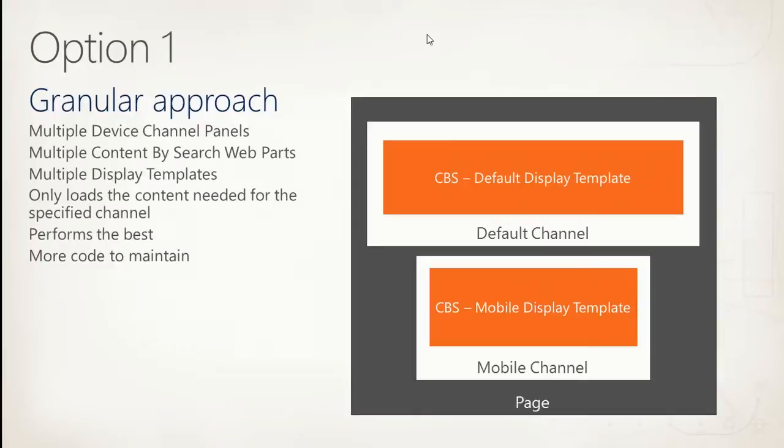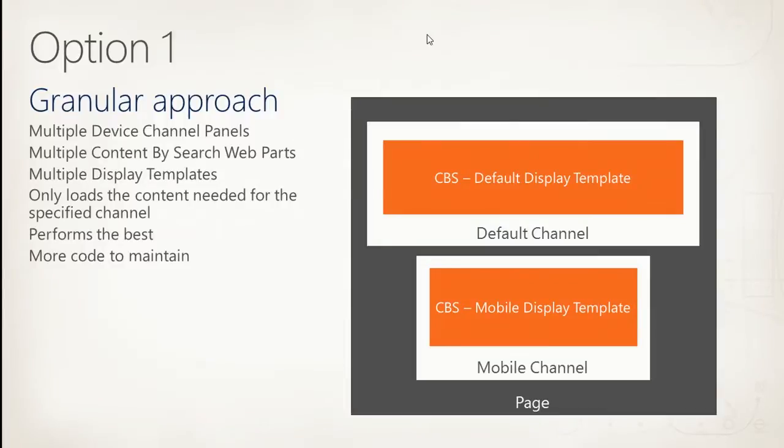I have a single SharePoint page. Inside it, I have default channel content inside of the device channel panel associated with the default channel. In the bottom, this white section is the mobile channel device panel. So depending on which channel I come into, either that top part of the page is going to get rendered nice and wide for the default, or on the bottom, the mobile channel will render it.